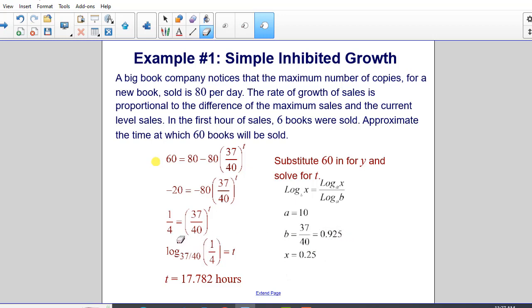So here we have the log of some base, I'll call it 0.925, of 1/4. Making the substitutions into our logarithmic identity up here, we have the log base 0.925 of 0.25 is equal to log base 10 of 0.25 divided by the log base 10 of 0.925, and that's how we get t is equal to 17.782 hours. So to answer the question, it's going to take approximately 17.8 hours to sell 60 books.